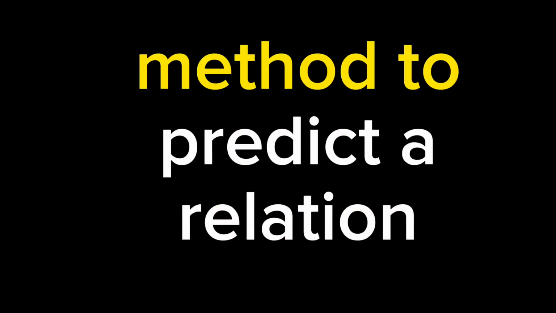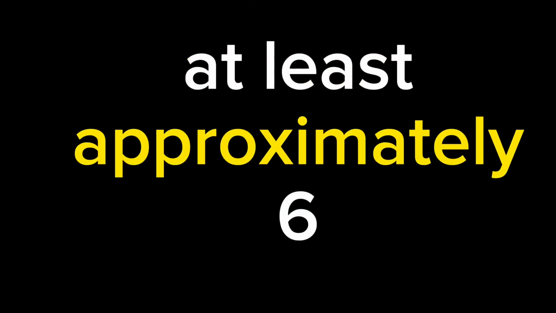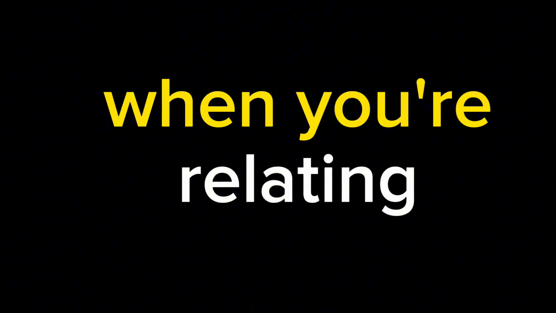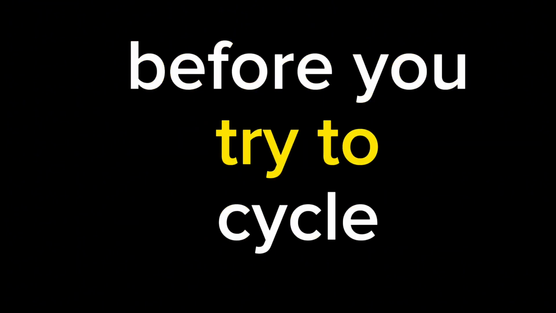So, people using the calendar method, let me talk about the calendar method. People using the calendar method to predict ovulation analyze 6 months of menstrual cycles to determine when they are fertile. If you want to know when you're ovulating, please track at least approximately 6 months of your cycle before you determine when you're ovulating and when you are menstruating.